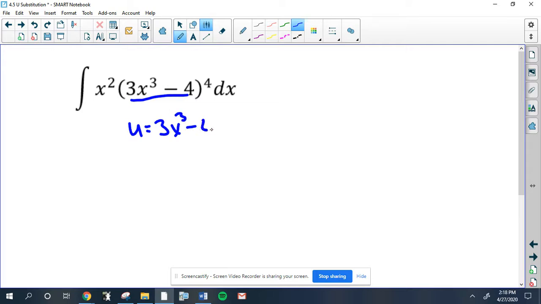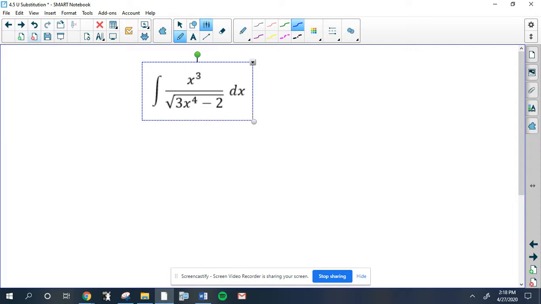Now, before you go any further on this, think about what the derivative of u is. This is a little bit more complicated than the ones we've done before, but thinking of what the derivative is helps. It's going to be 9x squared. And if you can see there's an x squared out here, that means that's going to work out. And if you don't see why, you'll see why as we go through it. That's an important step on u substitution. So now we know that this is going to work.